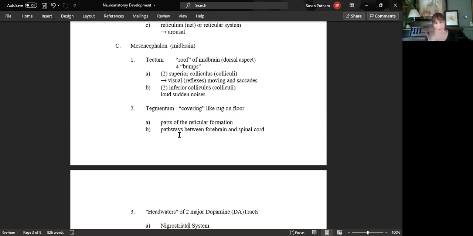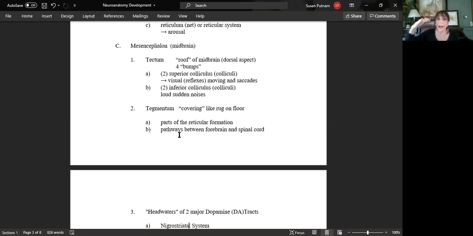Saccades are those little movements that go back and forth with your eyes. And just as a little preview, saccades can sometimes be abnormal and indicative of a certain disease process. Now, if you go down to the lower portion of the tectum, the inferior colliculus is important for loud, sudden noises. You will orient. Before you even know what it is, you will orient because of the inferior colliculi.